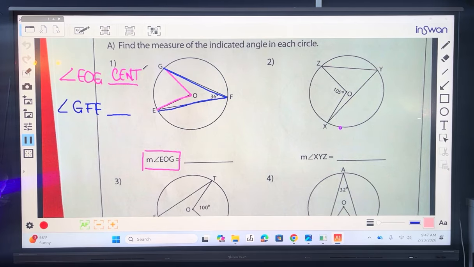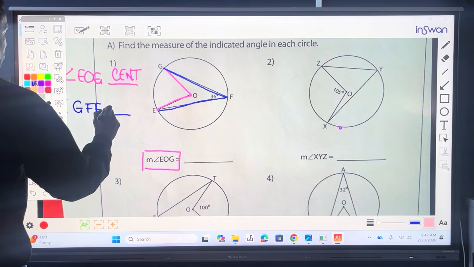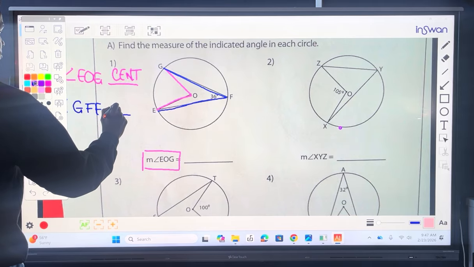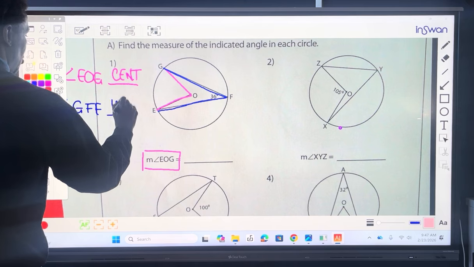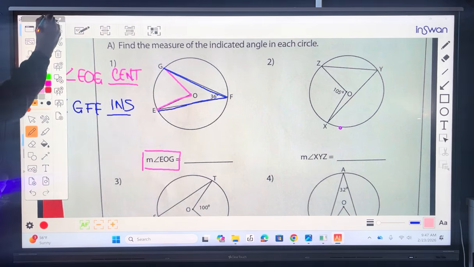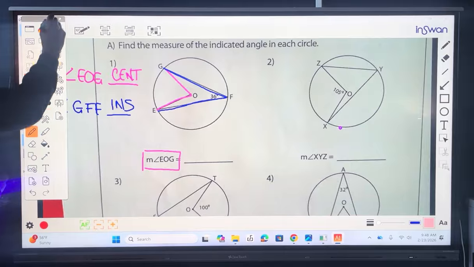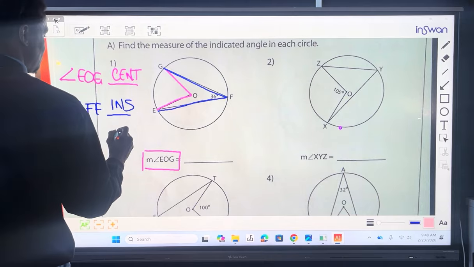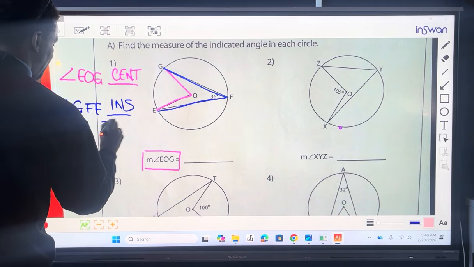Did you write that, Dylan, or we still Rubik's Cube? Then GFE, hello? GFE would be what? Central or inscribed? Inscribed. So go ahead and label it as inscribed. Now give me the points. GFE, the inscribed angle is what? What's the value of the inscribed angle? 36 degrees.